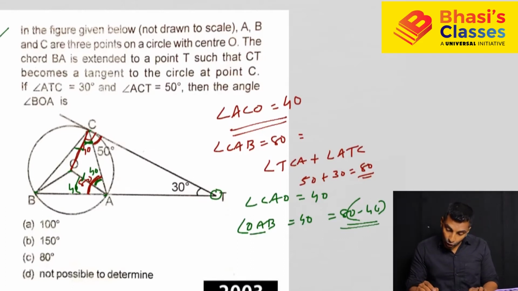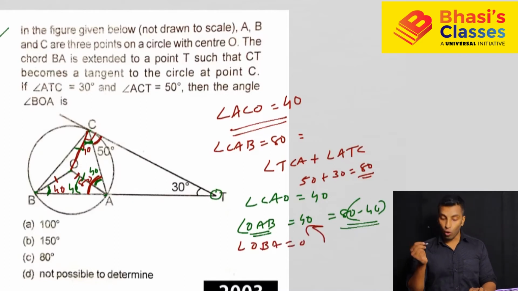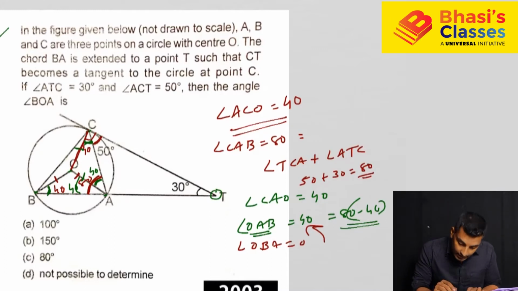Now if angle OAB is 40, this angle OBA is also 40 because if you look at this side and this side, both are radius again, so this is also going to be 40. So angle OBA is also 40. The reason is this angle OAB is 40. So I hope all these things are clear for you. So we got this also as 40. Now what we need to find out? What we need is this angle BOA, right?